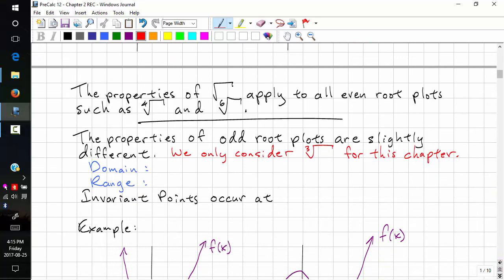Now, if we're doing odd roots, it's slightly different. And for this chapter, we're only going to consider the cube root. The domain for cube roots, x is all reals. And the range can be all reals, but depends on the radicand.